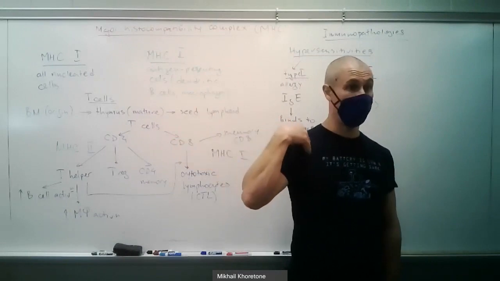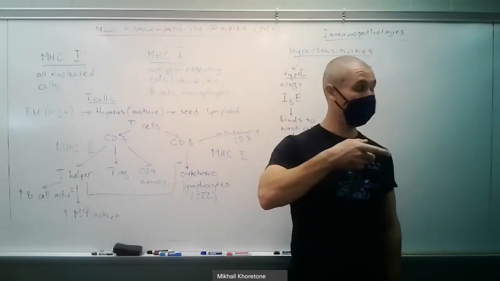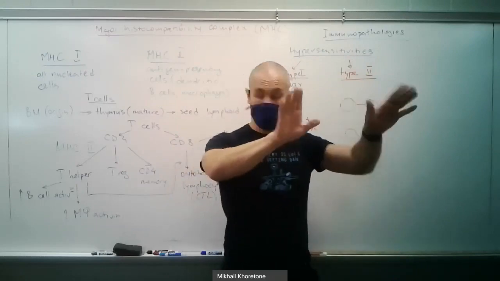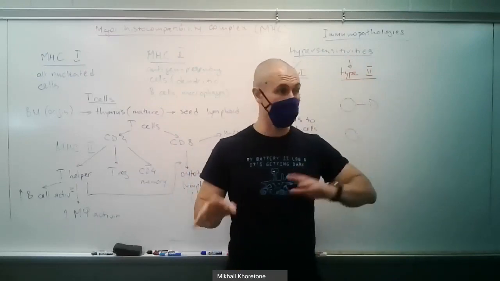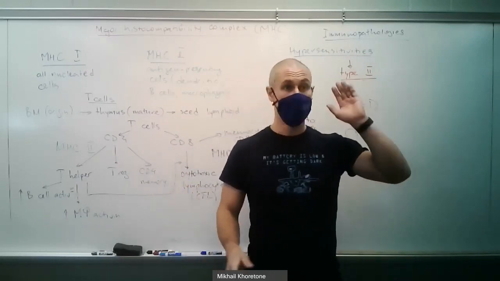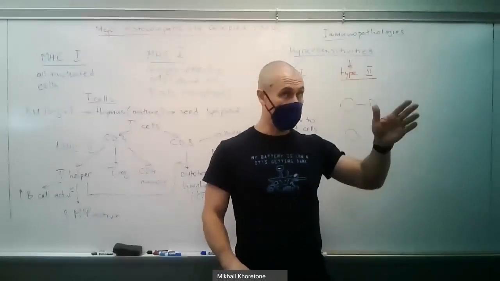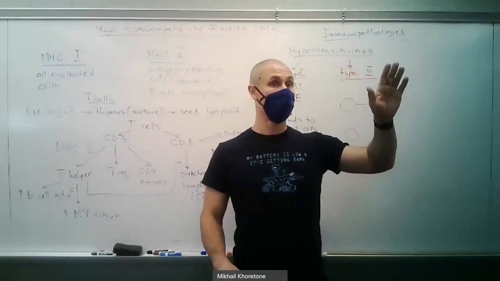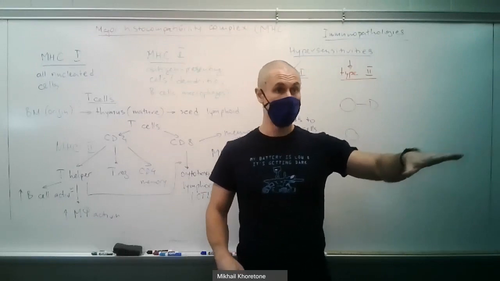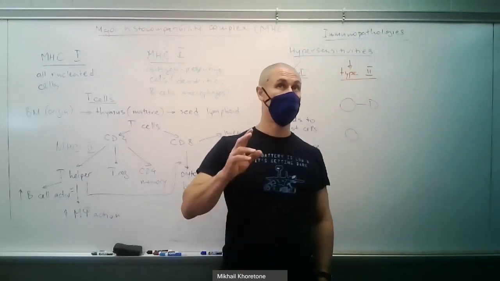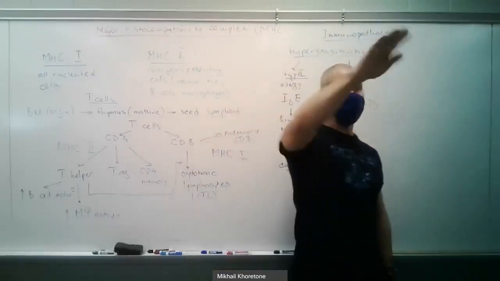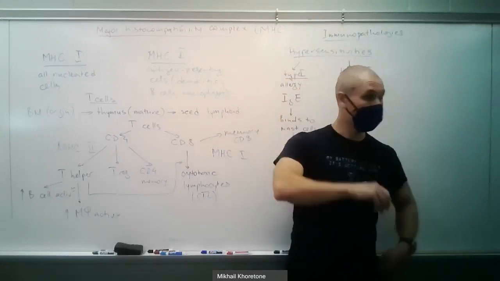I am O positive. Do you know your blood type? Okay. Let's say, just for the sake of conversation, Katie is O negative. Okay. And Amanda is AB negative. Okay.